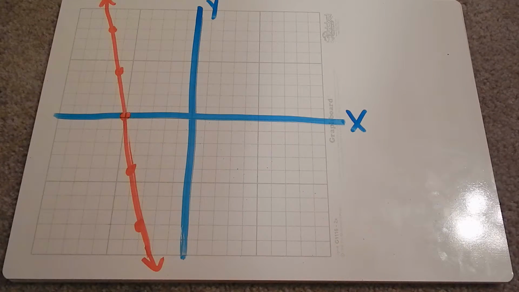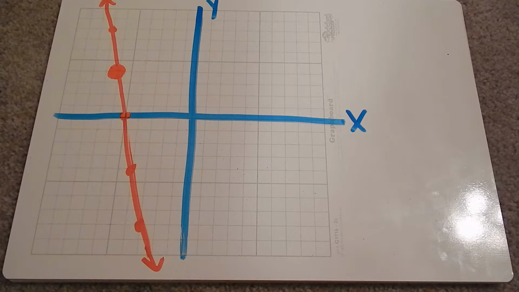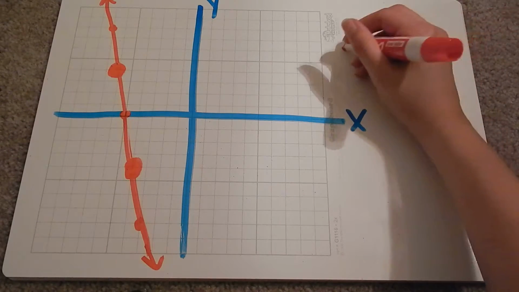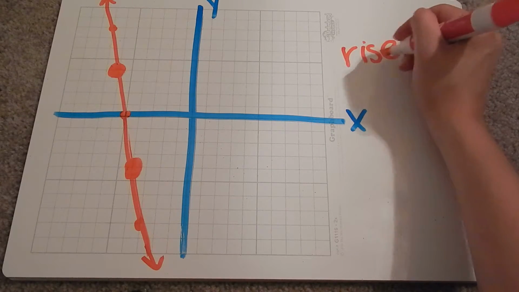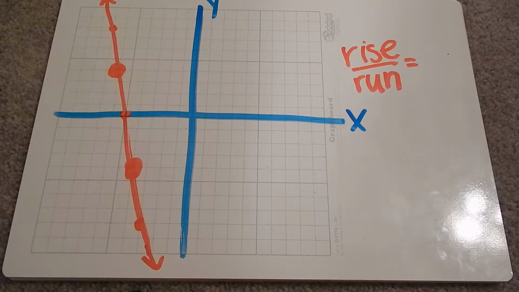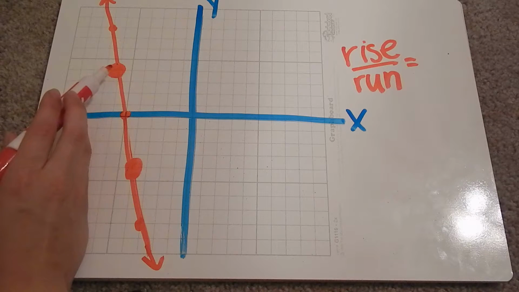So here's our first example. When we're calculating rise over run, we need to pick 2 points from the graph. So I'm just going to pick this one here, and I'll make them bigger, and this one down here. Remember, I want to calculate the rise over the run. I always want to start with the leftmost point. I think it's the easiest. So the leftmost point is this one here.